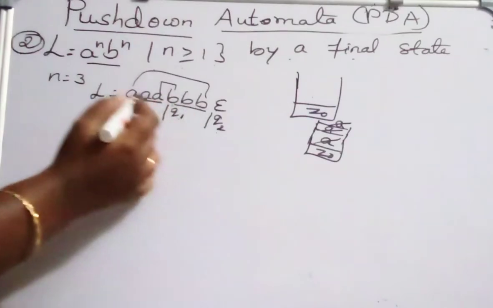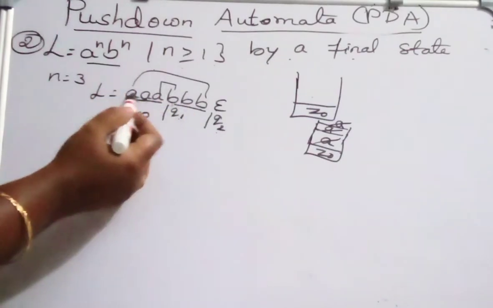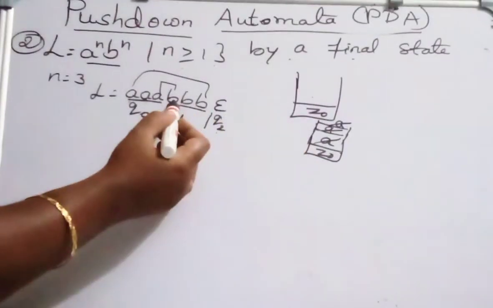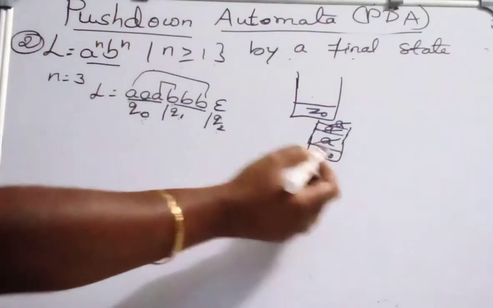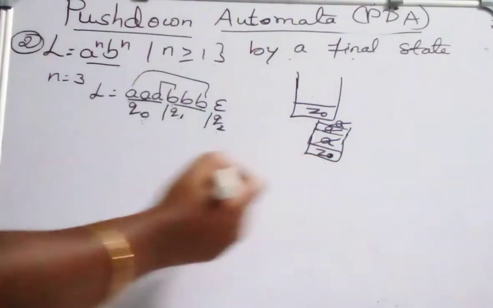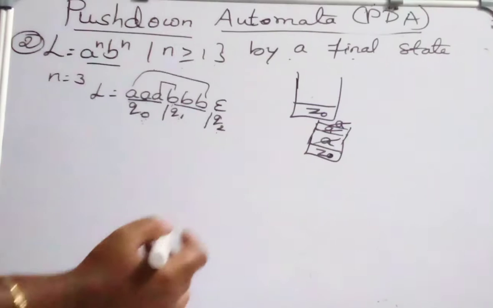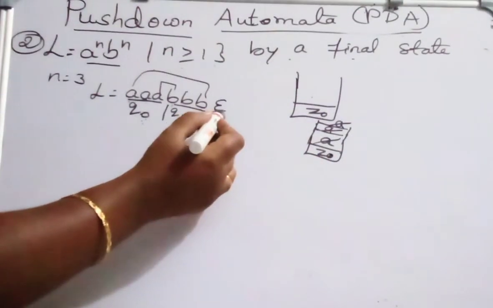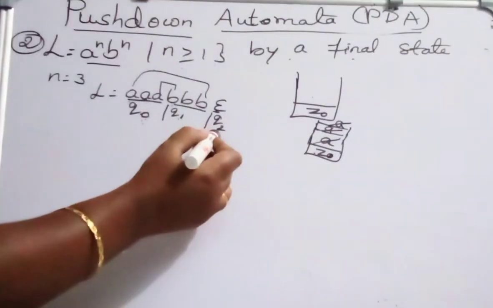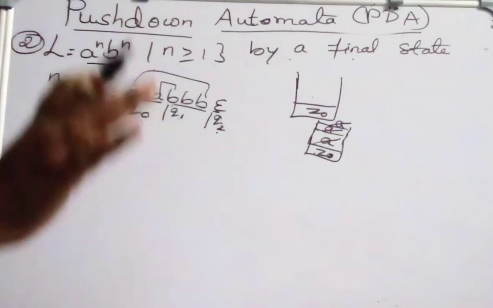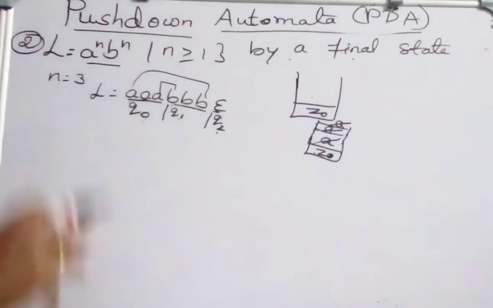To keep the count of the number of A's and B's, first we push all the A's to the stack. Whenever it finds B's, it will pop one A from the stack. When all the A's are deleted, the content of the stack should be Z0 and the input should become null. If that is true, it reaches the final state Q2. Okay guys, so this is the logic. That logic we are now going to write in the form of a PDA.